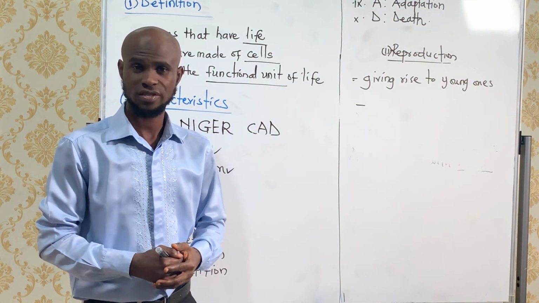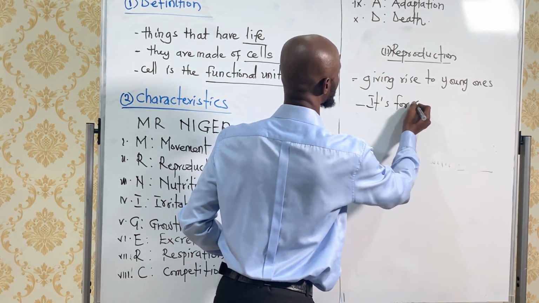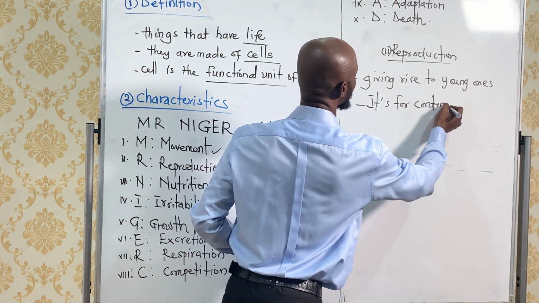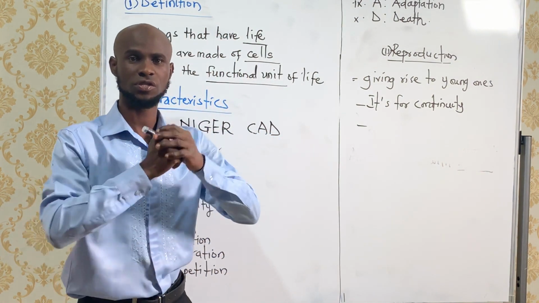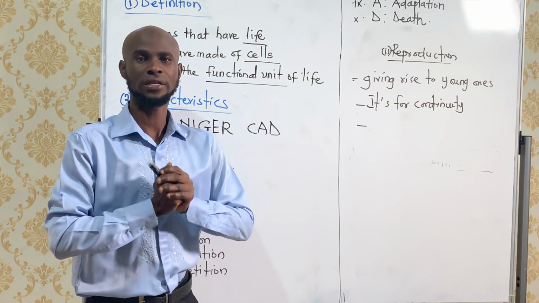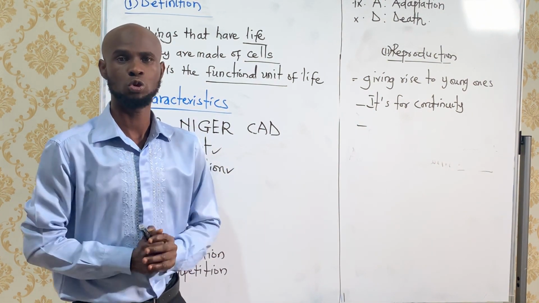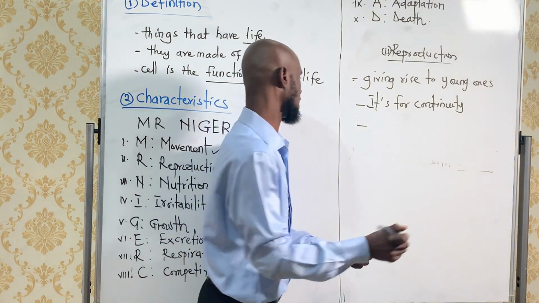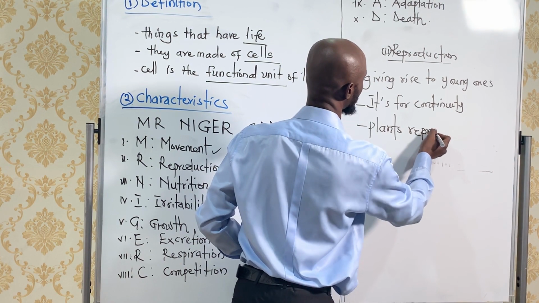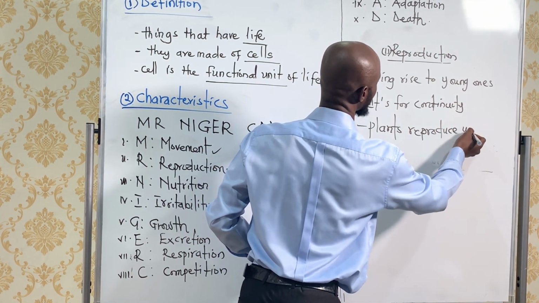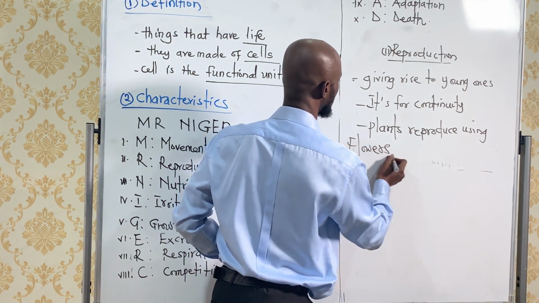For life to be able to what? Continue. So it is for continuity of life. So let's give examples of structures of reproduction in plants and animals. Plants generally reproduce using their flowers. Plants reproduce using flowers.